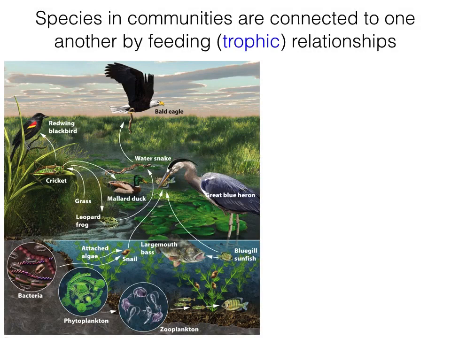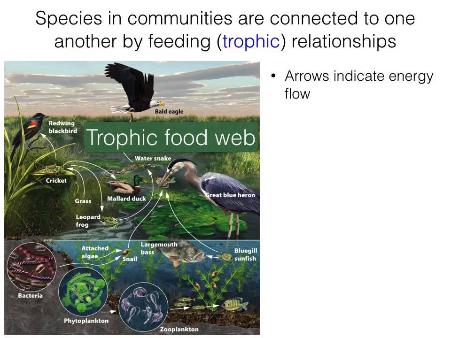As I mentioned, species and communities are connected to one another through a variety of feeding, or in other words, trophic relationships. Because of the web of different kinds of feeding interactions or trophic interactions that exist among species, these are called trophic food webs. This picture illustrates a trophic food web in a rather simple marsh system. And as simple as it is, it's still rather complex.